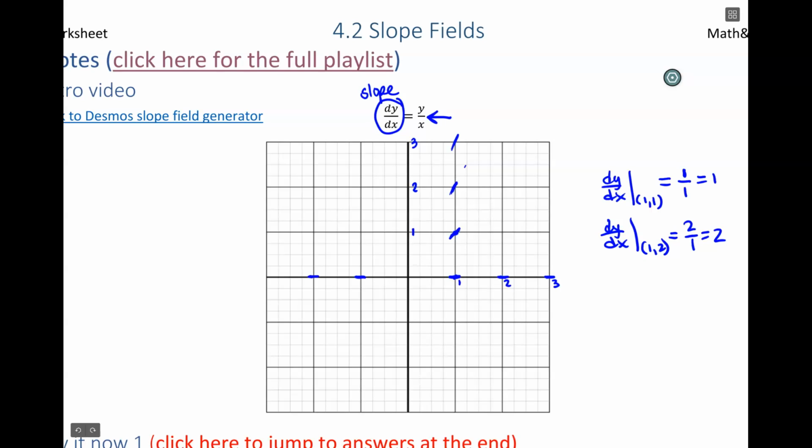Anywhere along here, it doesn't matter what your x is. If the top of the fraction is 0, the whole thing is 0, so we're going to have these horizontal slopes. I should be careful about this one. I remember to skip it, and then I went back and put it in. Well, we're thinking of zeros.